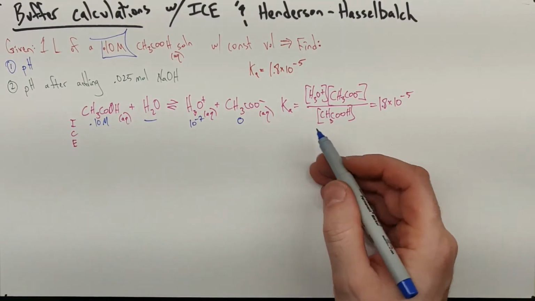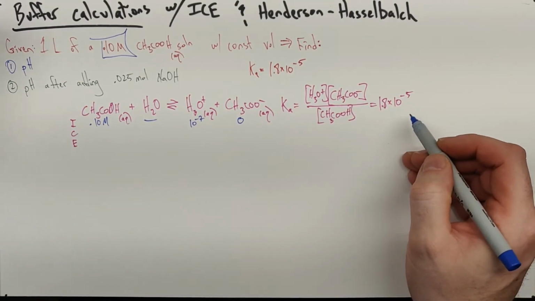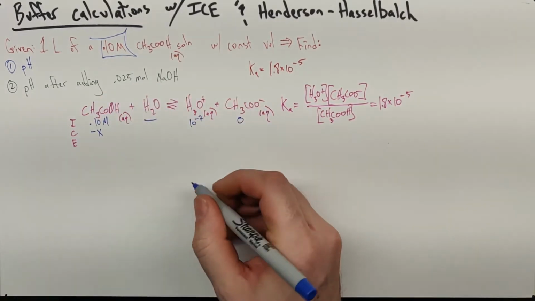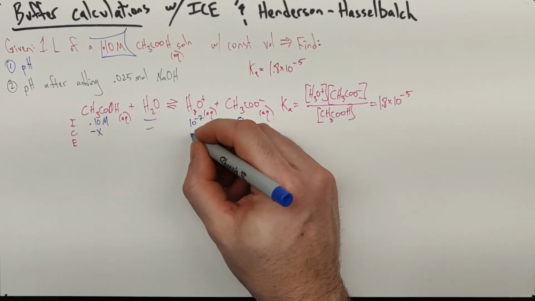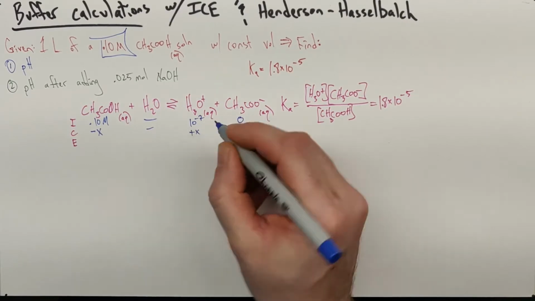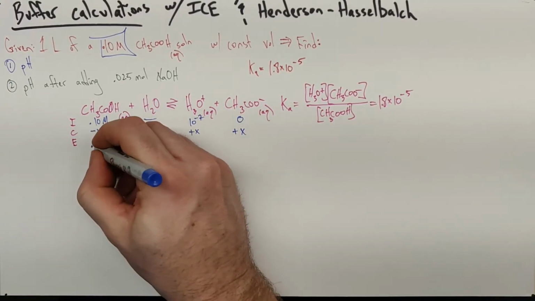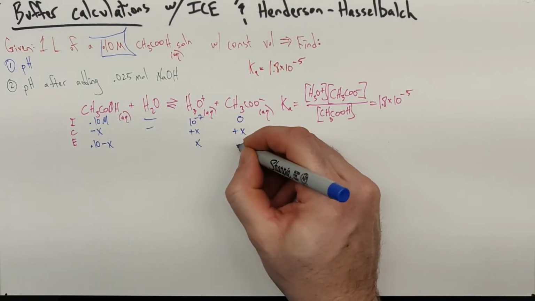We're going to lose some amount. If our K value was large, we'd lose all of it. But it's not large, and so we're only going to lose some of it. And I don't know how much that is, so we have to do some math here to figure that out. The amount we lose there will be the amount we gain there and there. 0.10 minus x, x, and x.